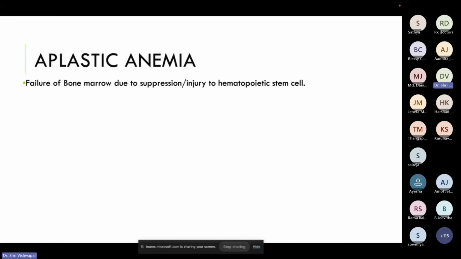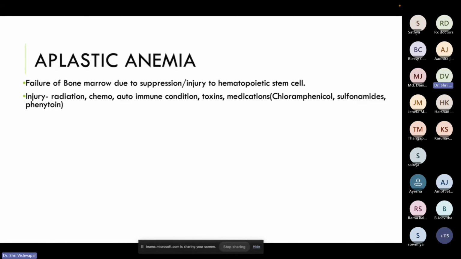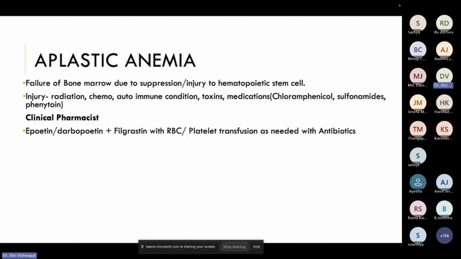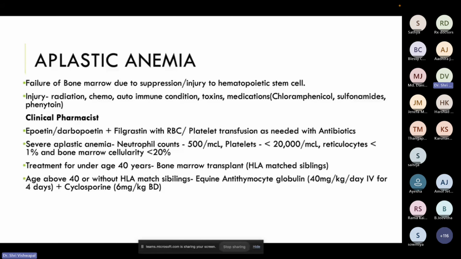So aplastic anemia is where bone marrow suppression takes place, which is due to injury from radiation or chemotherapy, and because of other medications like chloramphenicol, sulfonamides, or phenytoin. So we have epoetin and darbepoetin with filgrastim. Filgrastim helps in increasing the WBC count. Aplastic anemia is where all the cells are reduced, meaning WBC, RBC, and platelets are at a lower level. So for RBC, we give epoetin, and filgrastim for increasing WBC counts, and through TPO for platelets, and even platelets can be transfused if the platelet count is on the lower side.